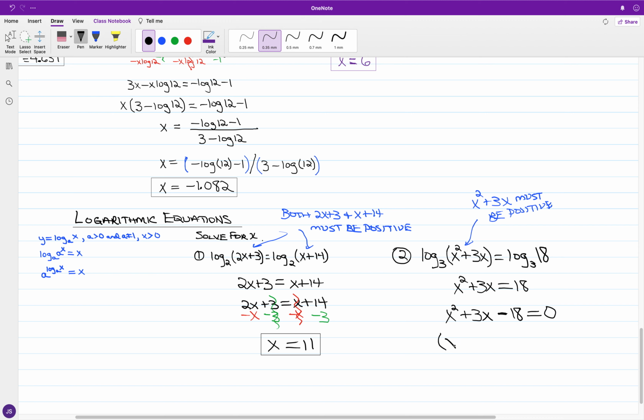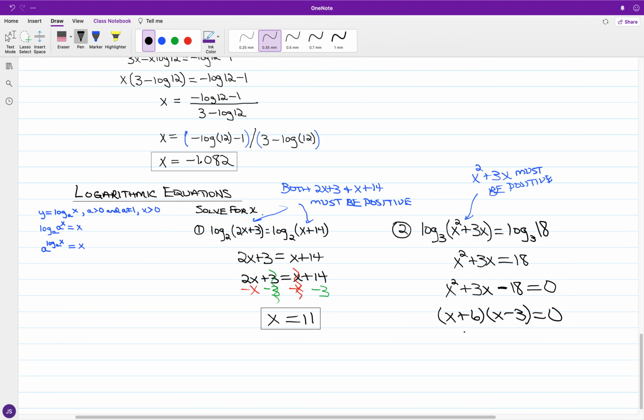And if I look at factoring, so we have the quantity of x plus 6 times that of x minus 3 is equal to 0. And for what we're going to have here, upon utilizing the zero product property, if x plus 6 is equal to 0, we have that x is equal to negative 6. And if x minus 3 is equal to 0, we have that x is equal to 3.